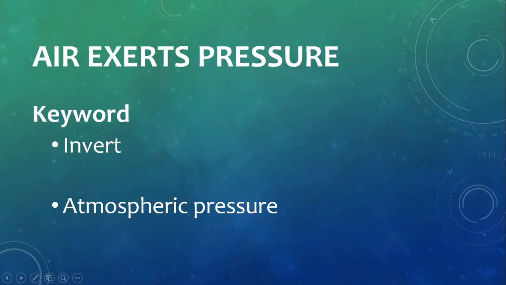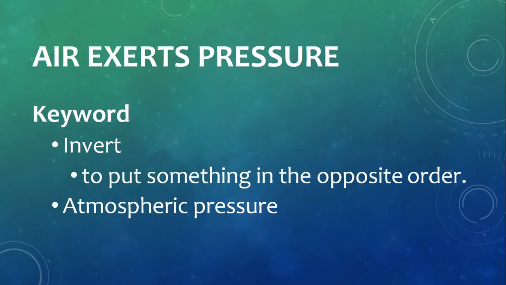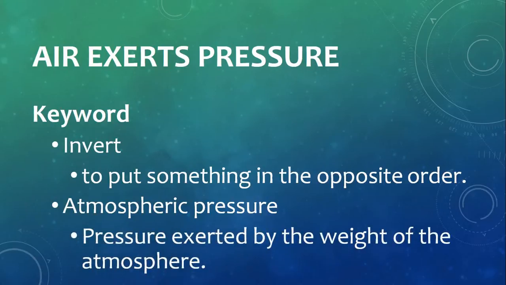Let's learn the meaning of these keywords. The word invert means to put something in the opposite order. Invert is being in such a position that top and bottom are reversed. Next, atmospheric pressure. It is the pressure exerted by the weight of the atmosphere. Atmospheric pressure is the force exerted on a surface by the air above it as gravity pulls it down. Atmospheric pressure, also known as barometric pressure, is the pressure within the atmosphere of air. Okay? Now you can note down these keywords and their meanings in your notebook.